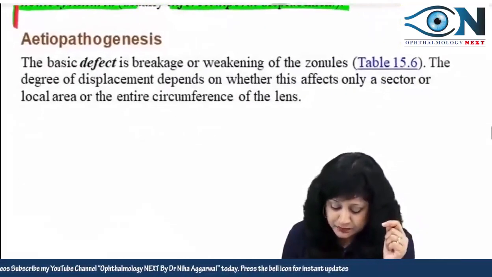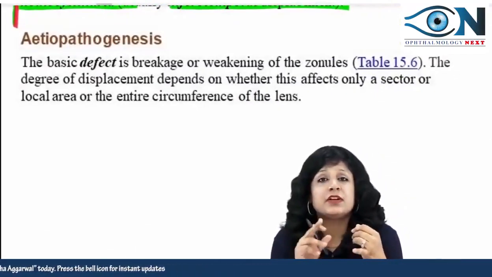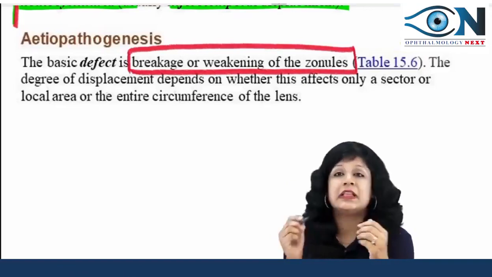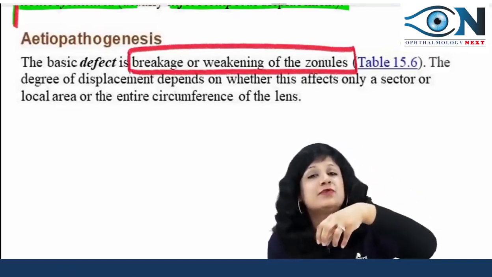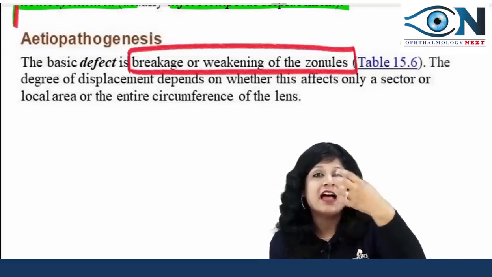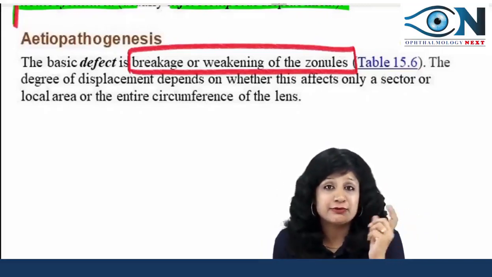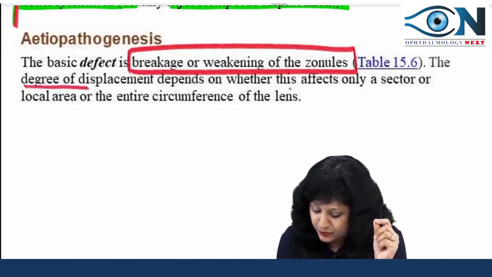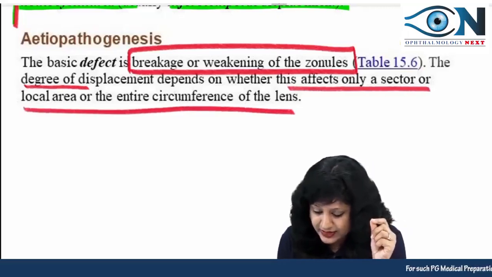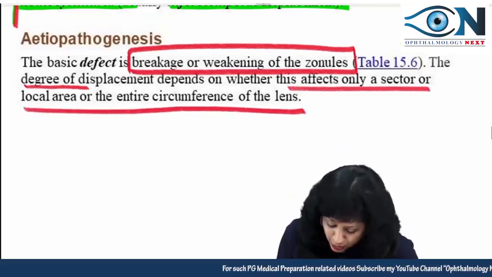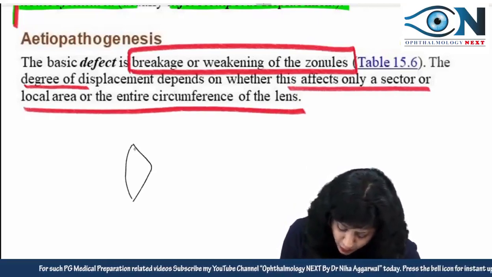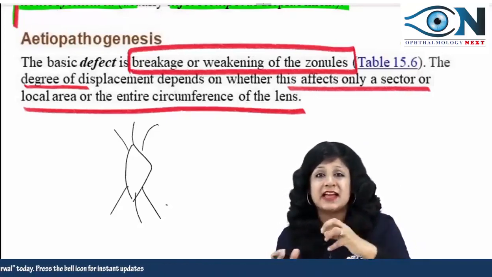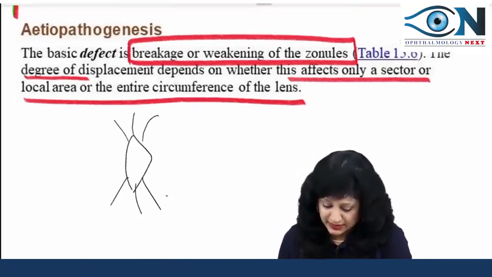Right. Now, if we talk about this ectopia lentis, what is the etiopathogenesis? So the basic defect is the weakening of zonules. We all know that lens is held in its position with the help of ciliary zonules. So whenever we have got the subluxation of the lens, basically the defect is lying in the zonules only, and the degree of the displacement depends upon whether this affects only a sector or the local area or the entire circumference. So if I have got the lens here, okay, and I have got the zonules, now how many zonules are affected, that will actually decide how much displacement or subluxation is taking place.